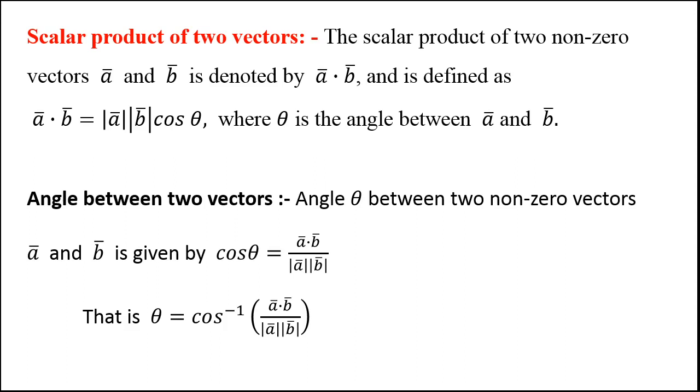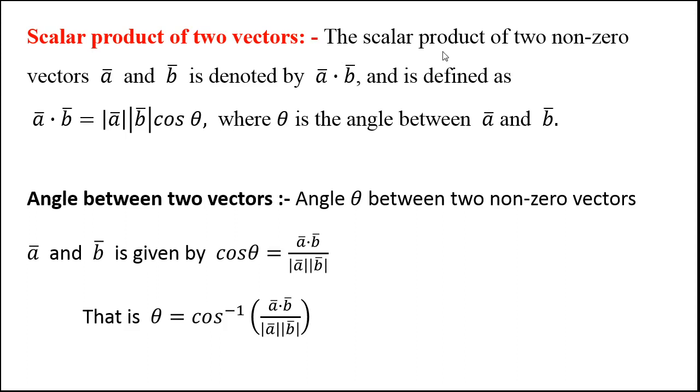There are two types of products in vectors, and these two types of products you have studied in 11th standard physics. Now we'll revise these two concepts. First is called scalar product. What is scalar product? How is it defined?